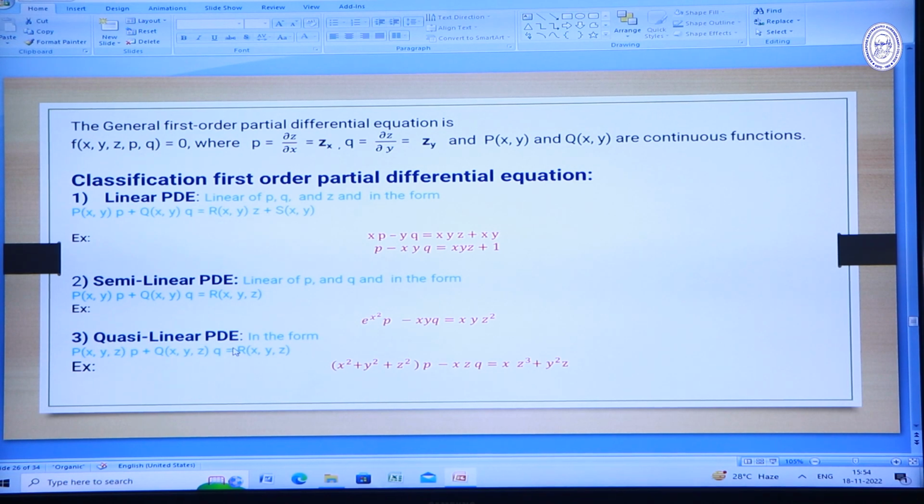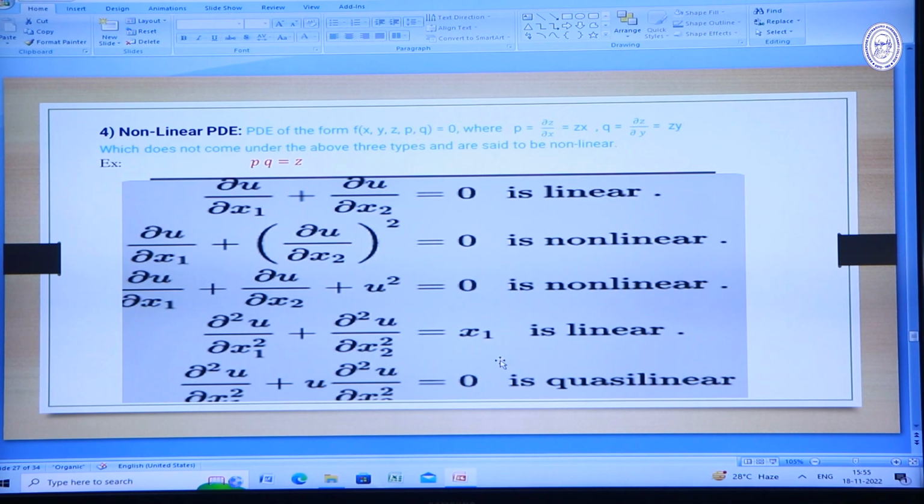Cauchy linear partial differential equation in the form shown, and an example of a Cauchy linear partial differential equation. We see that in a Cauchy linear partial differential equation only the highest order derivative is linear and the others are non-linear. This is an example of a Cauchy linear differential equation.